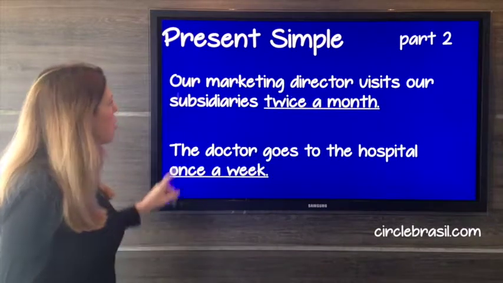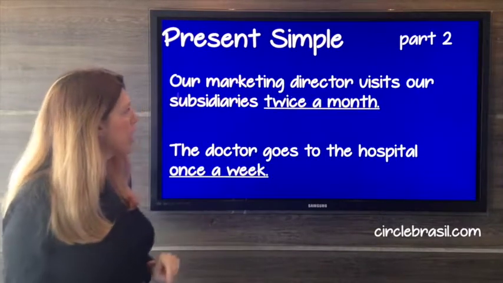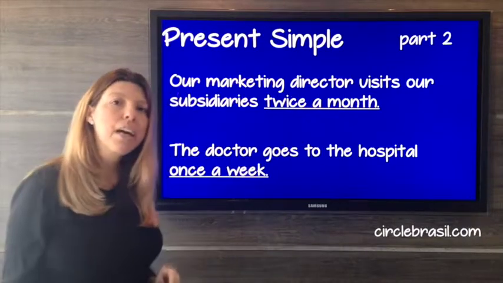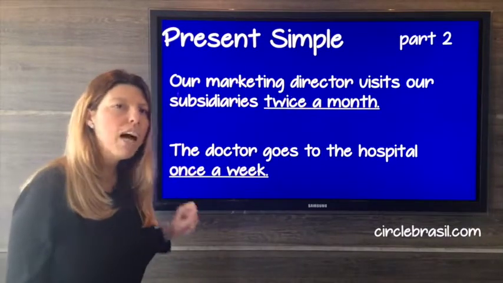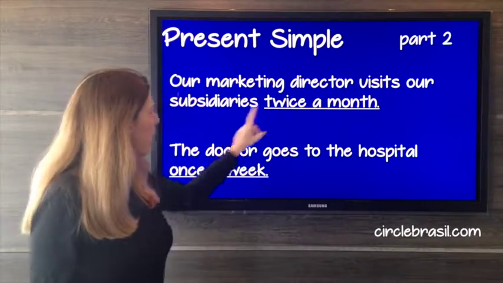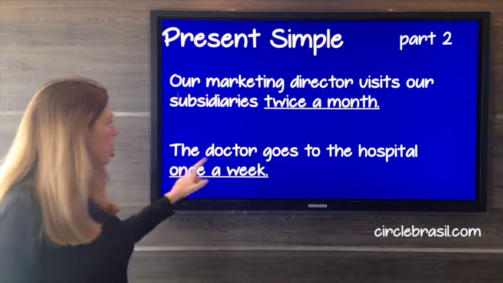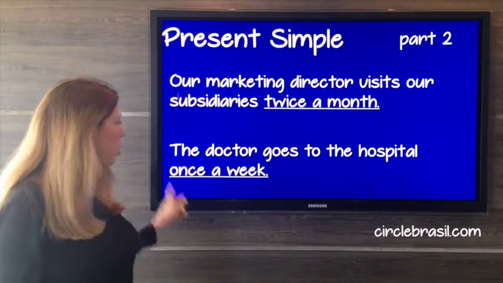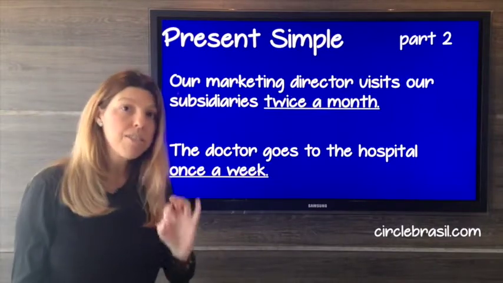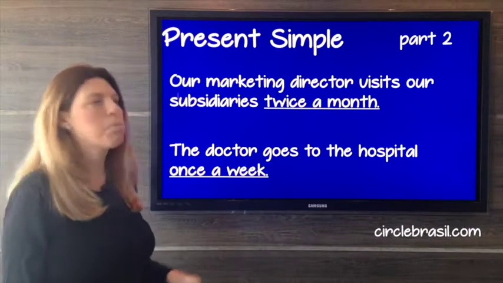And a few examples here for you. Our marketing director visits our subsidiaries twice a month. So here, these expressions of time we normally use at the end of the sentence, okay? So twice a month. The doctor goes to the hospital once a week. So again, at the end of the sentence, that's the safest place for us to use these expressions of time, all right?